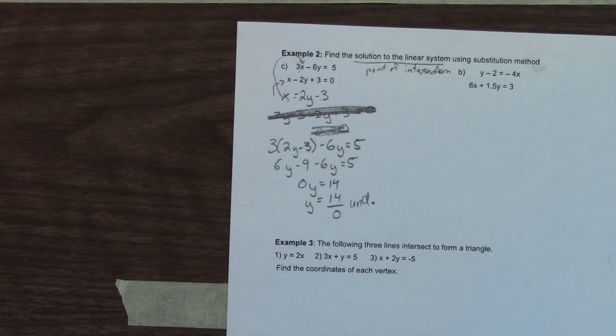Yeah, Max. It doesn't intersect. Right, they don't cross. There's no solution. So what does that mean about the lines? I don't think they're horizontal. They're parallel. They're parallel, yeah. So if the two lines are parallel, they won't intersect.